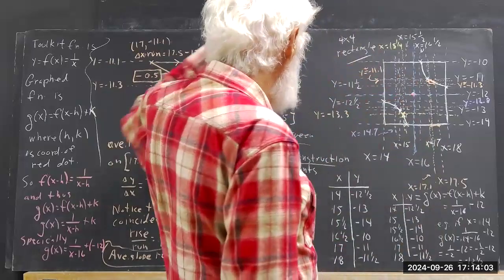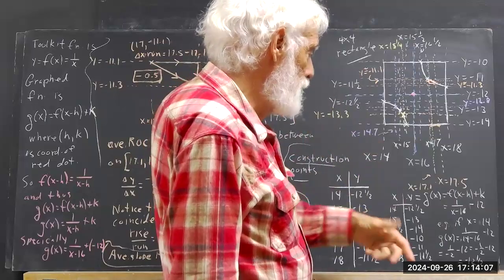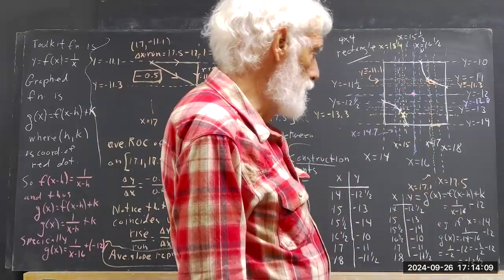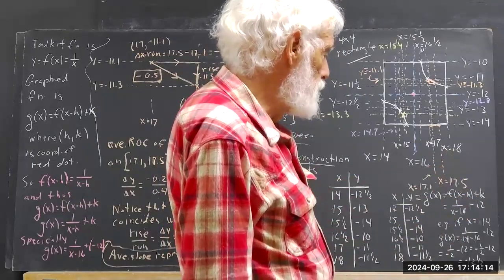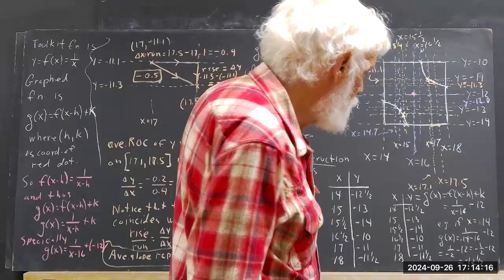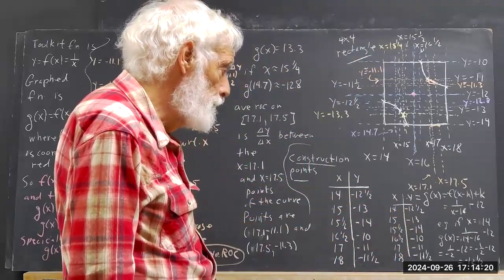You take f of x equals 1 over x. You replace x with x minus h, or x minus 16. You get 1 over x minus 16. That's f of x minus h. And then k is minus 12. And we use this formula to calculate the y values for all these x values.